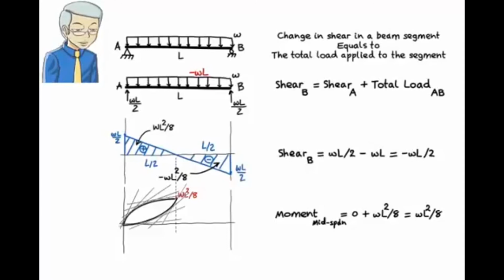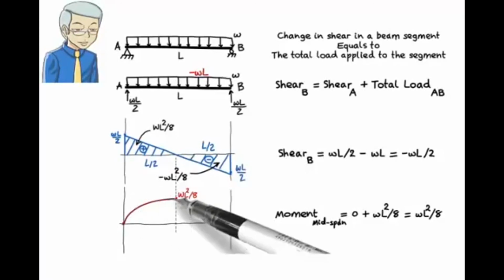Shear in region R1 is positive but decreasing in value from left to right. That is, the shear value at the left end of the segment is higher than the shear value at the right end of the segment. Shear at the left end is WL over 2, whereas shear at the right end is 0. Therefore, the moment curve needs to have a decreasing slope, so this is the correct diagram.